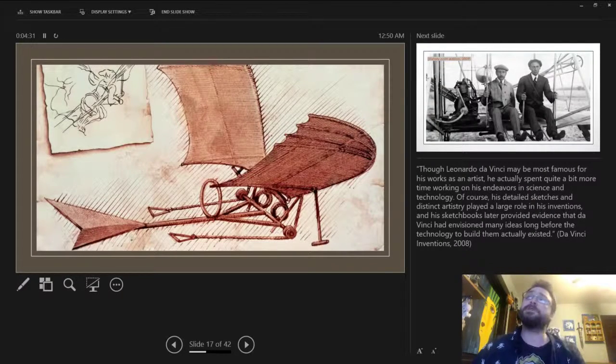Though Leonardo da Vinci may be most famous for his works of art, he actually spent quite a bit more time working on his endeavors in science and technology. Of course, his detailed sketches and distinct artistry played a large role in his inventions, and his sketchbooks later provided evidence that Da Vinci had envisioned many ideas long before the technology to build them actually existed. Da Vinci Inventions, 2008.